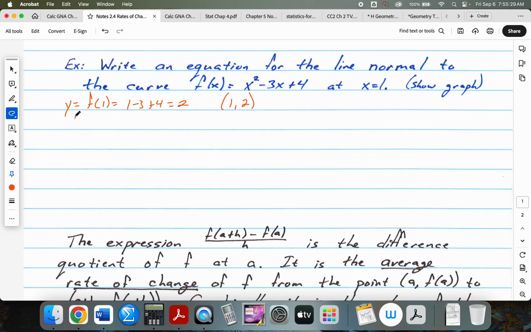So f prime of x, we haven't talked about that yet, sorry. I'm thinking about my BC class. When you guys are far apart a little bit, it hurts my brain.